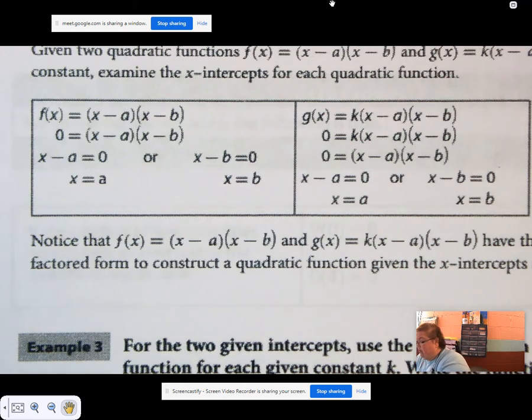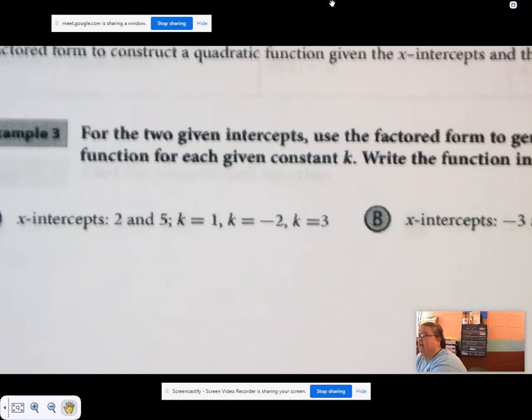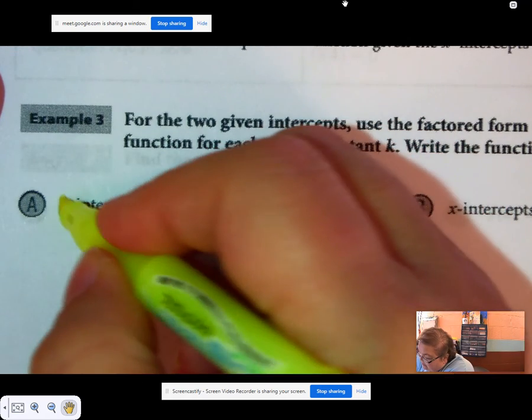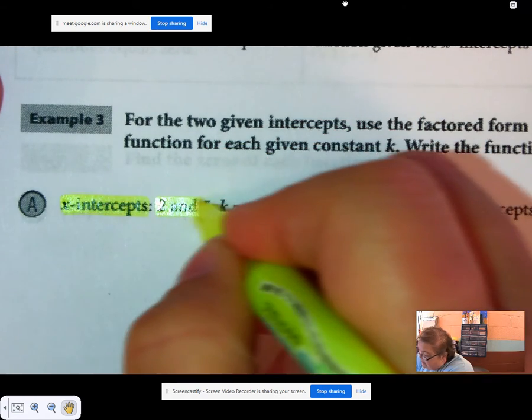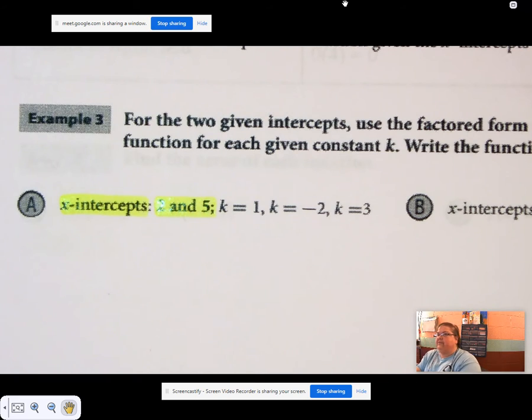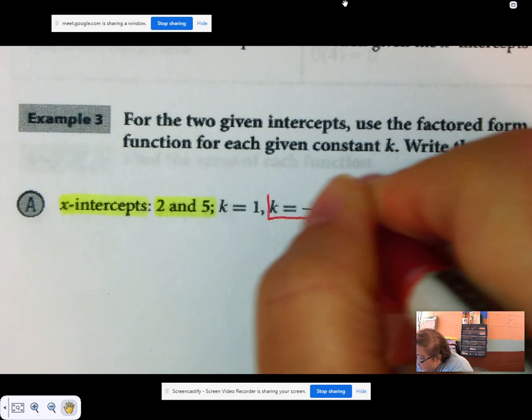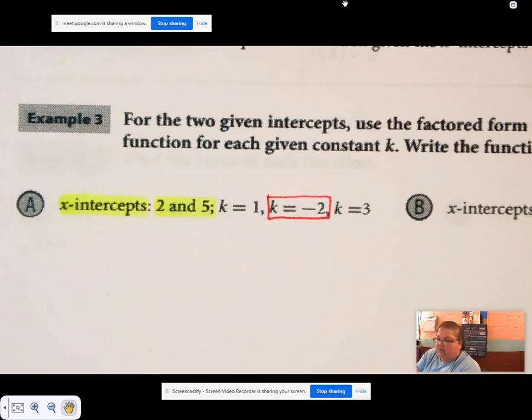Okay? So what we're going to do here in example 3 is, what if I give you the information and I want you to write the function in factored form? So what I'm going to give you is, here are the x-intercepts. In this case, we're going to use 2 and 5. Okay? So those are the x-intercepts. And instead of writing this 3 times, we're just going to choose one. We're going to use this middle one, k equals -2. That's the only one we're going to use there.